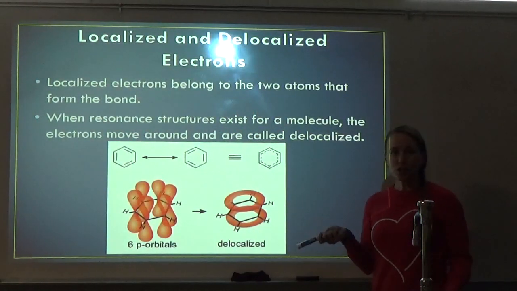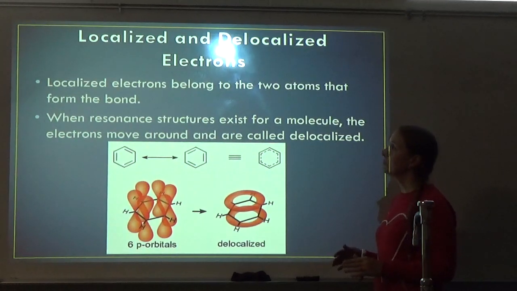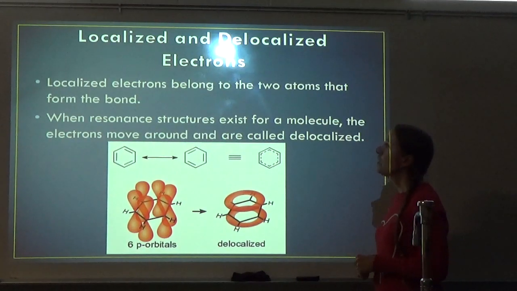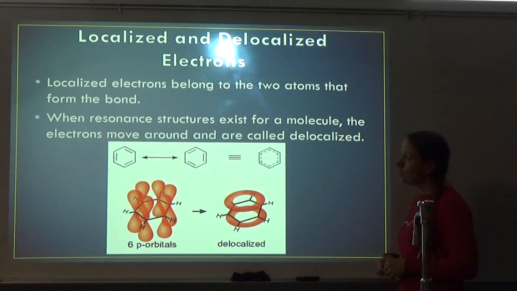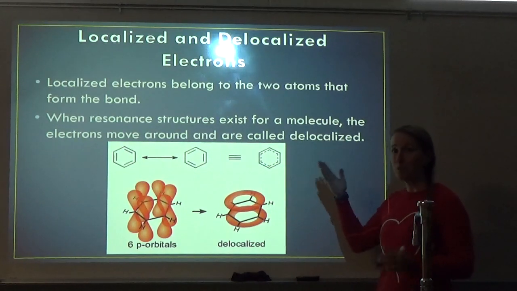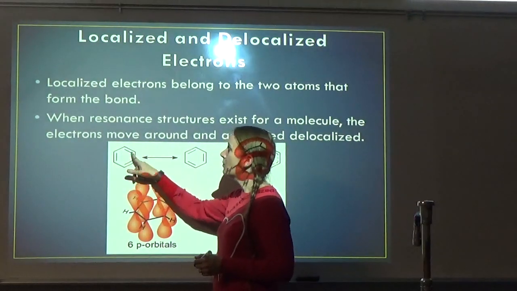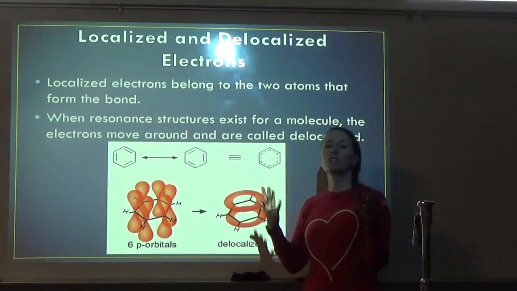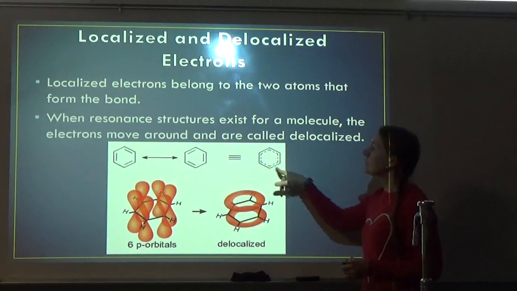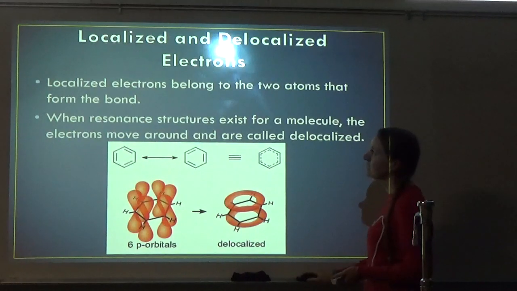All right, so last thing we have to talk about is localized and delocalized electrons. Localized electrons belong to the 2 atoms that form the bond, so they are going to stay in that domain area and not go anywhere else. Well, when you have resonance structures that exist for a molecule, the electrons move around and then they're called delocalized. Think about when we talked about benzene. Benzene was C6H6, and so it has alternating single and double bonds, but then they can change. And remember, instead of the bond order being 1 or 2, it's a 1.5. So those are called delocalized electrons. The way you know if electrons are delocalized is whether or not you have resonance.